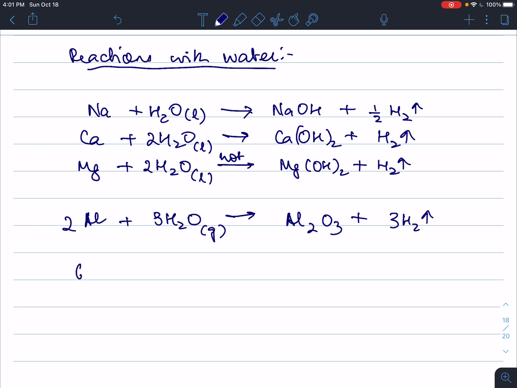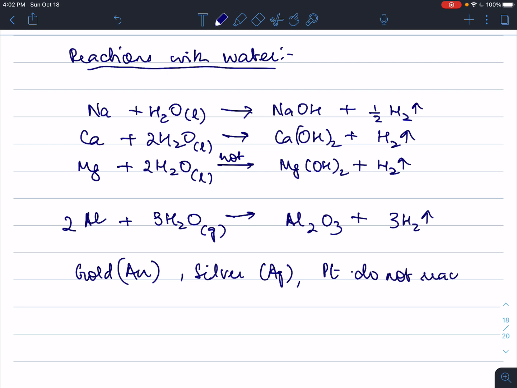And metals like gold, which is Au, silver, which is Ag, and platinum, they do not react with water at all. So these metals are called noble metals, and most of these are used in making jewelry because we can wear them without worrying about damaging them.